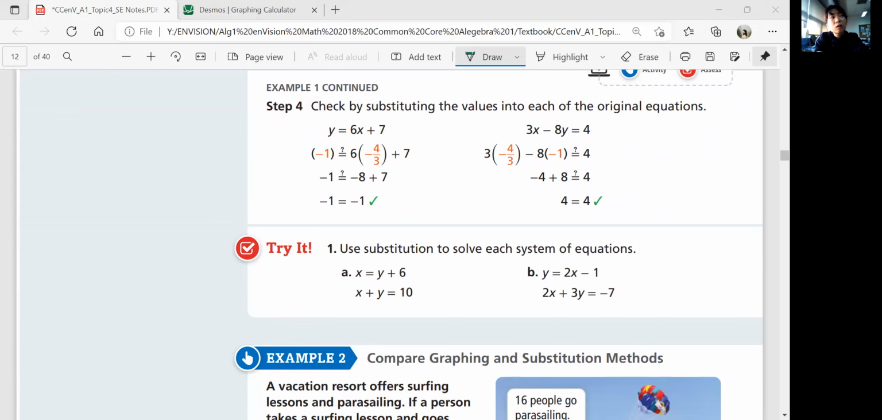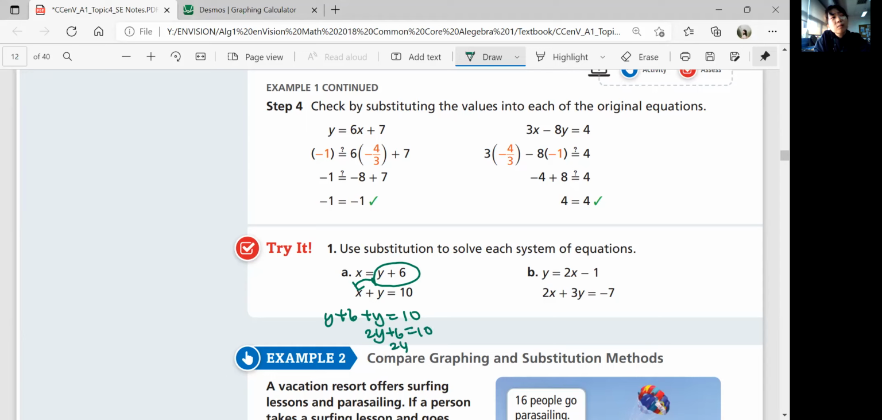Okay, so in part A, you have x is equal to y plus 6. It doesn't have to be y equals. If you have x equals y plus 6, then you substitute that in for x. Okay, so you have y plus 6 plus y is equal to 10 instead of x plus y. We have the same variable now. We can solve for the variable. We have y plus y, which is 2y, and then plus 6 is equal to 10.